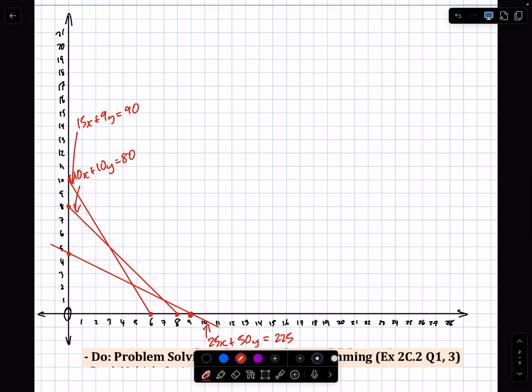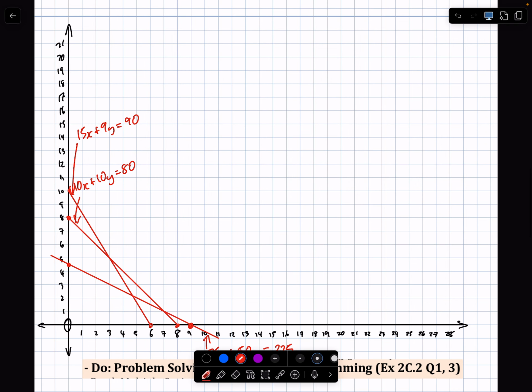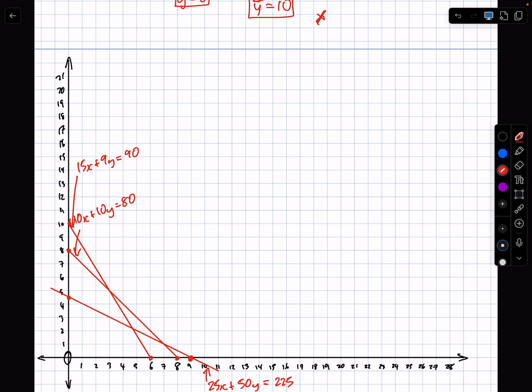I've got a bunch of lines here. What were the inequalities? Was it at least? So which direction am I going to colour in? Down to the left or up to the right? Up to the right. I'm colouring it above that. I'm colouring it above that. I'm colouring it above that. I'm colouring above this. I'm colouring to the right of that.